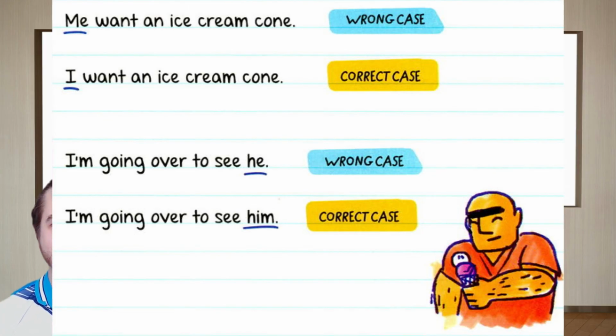Wrong case. This error happens when you mix up a subjective and an objective pronoun. You wouldn't say, me want an ice cream cone. Instead, you would say, I want an ice cream cone, because me is the objective pronoun, and I is the subjective. So with wrong case, we are mixing them up. Another example: I'm going over to see he. This should be, I'm going over to see him.